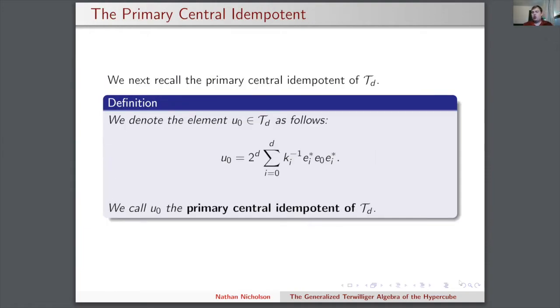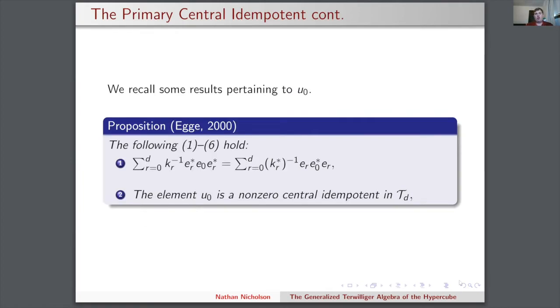So now this is critical to understanding why this natural map is going to be an isomorphism. There's an important element in the generalized T algebra denoted by U naught. U naught is equal to 2 to the d times the sum for i going from 0 to d of the ith valency, to the -1, times Ei star, E naught, Ei star. So we call this element the primary central idempotent of the generalized T algebra.